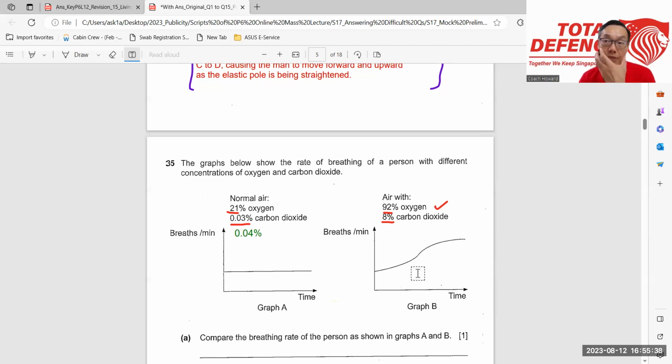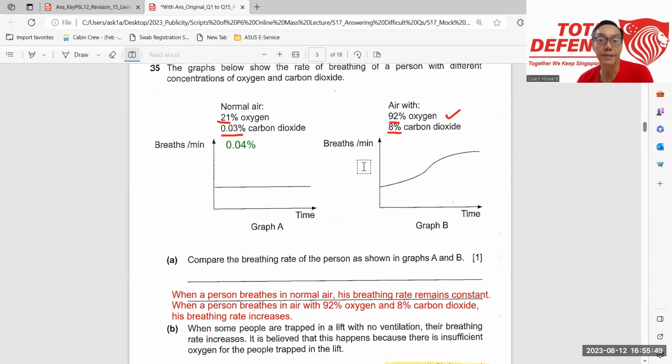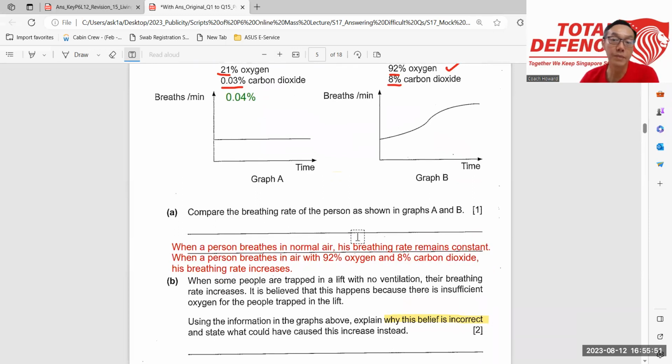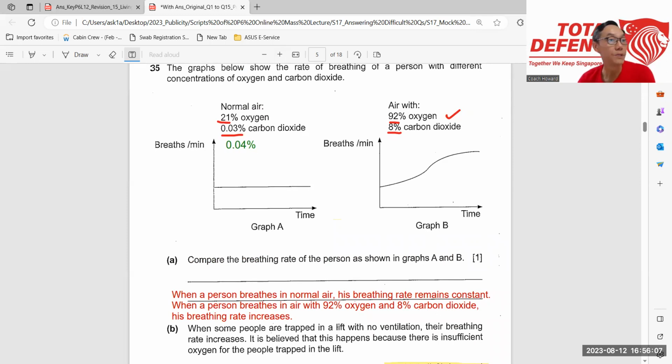Okay, this one quite likely they're doing an experiment on a person. That means the person is breathing through an apparatus while maybe doing light exercise. So they say compare the breathing rate. Okay, so you just mention this part. When a person breathes in normal air, his breathing rate remains constant, which is straight this way. When a person breathes in air with 92% oxygen and 8% carbon dioxide, his breathing rate increases. Okay, so basically you just explain what you see.